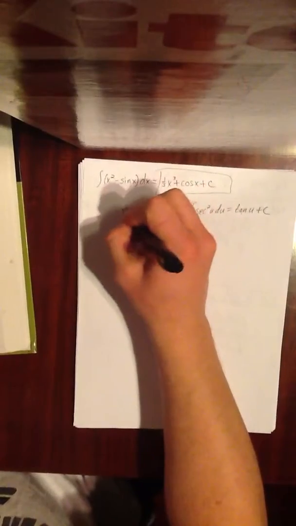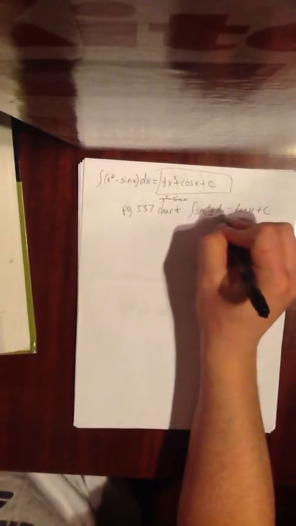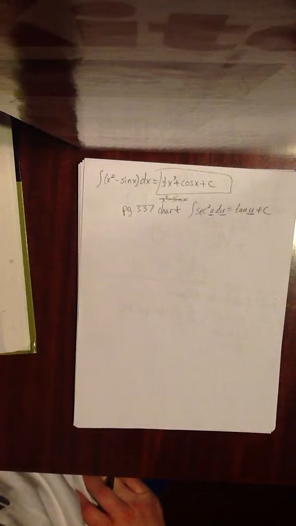And if you're looking at that chart on page 337, it's a good chart. You'll notice they have u's and not x's, which I think is important. And I think we should have done that when we learned our derivatives, because then you would all be way less confused on this whole chain rule business.